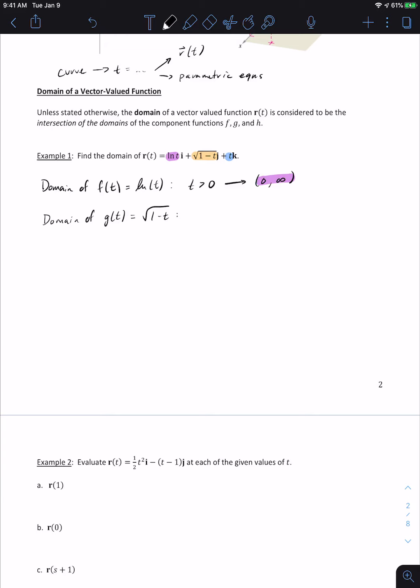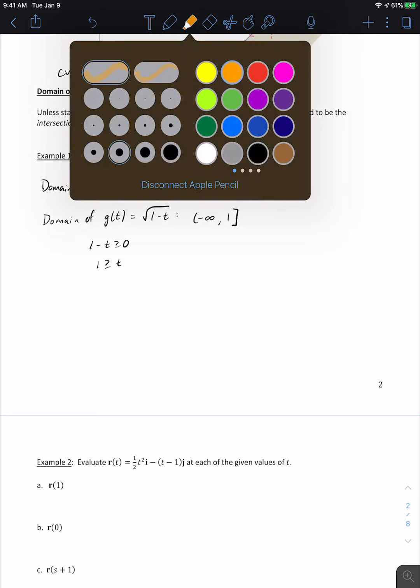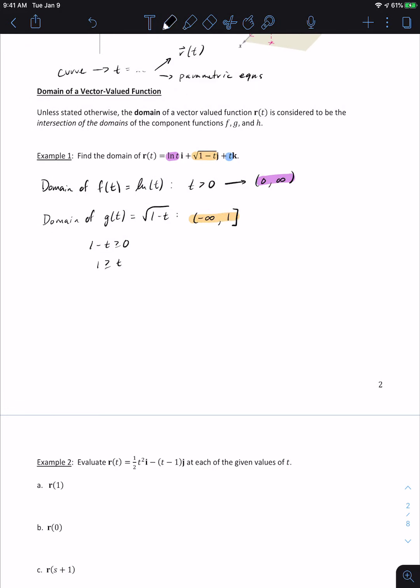Underneath square roots, we can't have negatives, so I need 1 minus t to be greater than or equal to 0, which means I need 1 to be greater than or equal to t. So in other words, t is less than or equal to 1. In interval notation, that is negative infinity all the way up to 1, including 1, or bracket. So that is my domain of that function.